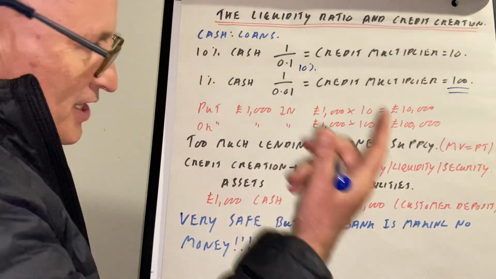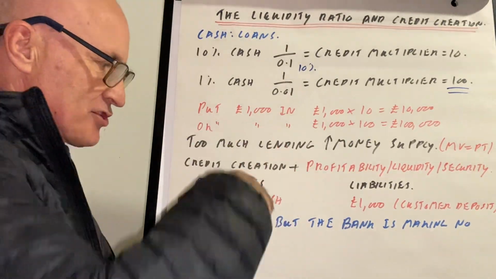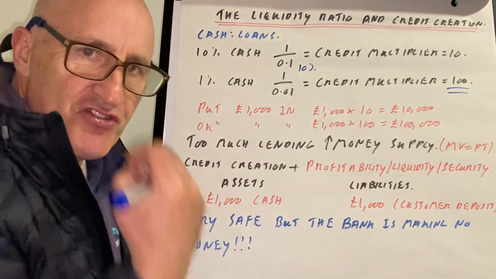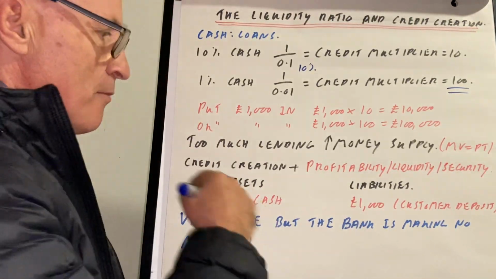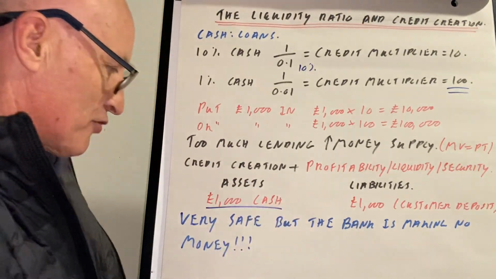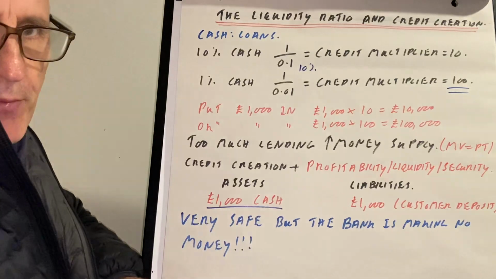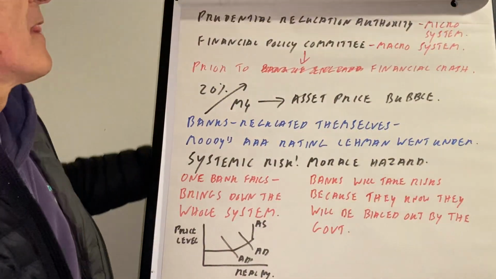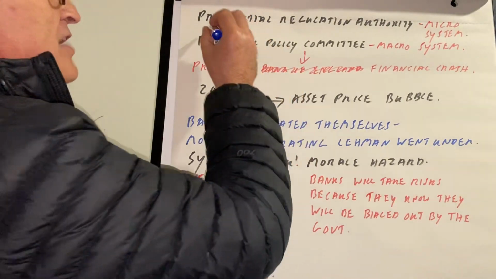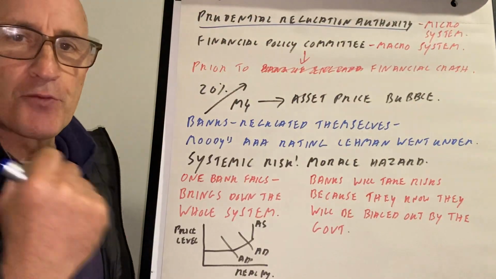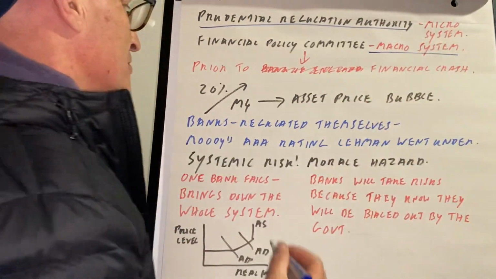Credit creation, e.g., or we could have banks where you put £1,000 in the bank, those are the assets, those are the liabilities, that bank is very safe indeed. But then they're not making any loans at all, their money is held in cash. Very safe, but the bank is not making any forms of profit at all. Okay, the Prudential Regulation Authority, remember, looks at the micro system. The Financial Policy Committee looks at the macro system.